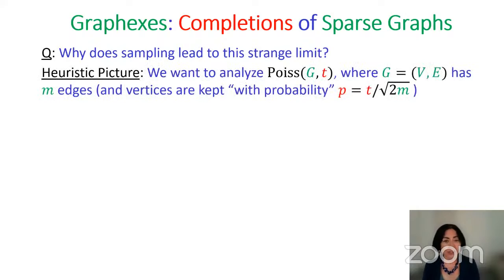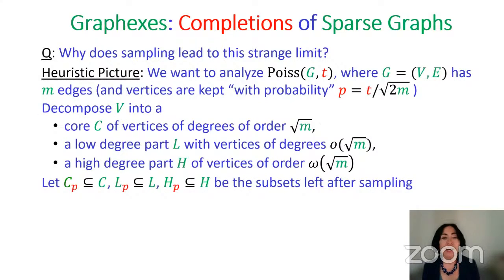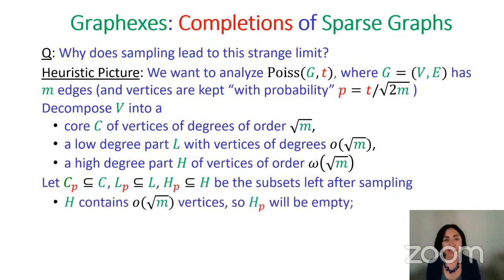Well, the heuristic picture is that we want to analyze this Poisson of G and T, this sampling. There are M edges and vertices are kept with probability T over square root of M. Now what I'm going to do is decompose V into a core of vertices of degree of order square root m, a low degree part with vertices of order little o square root m, and a high degree part of vertices of order omega root m. And then I'm going to sample with this probability p equals t over square root of m from these three, okay? C_P, L_P and H_P are the subsets after sampling.